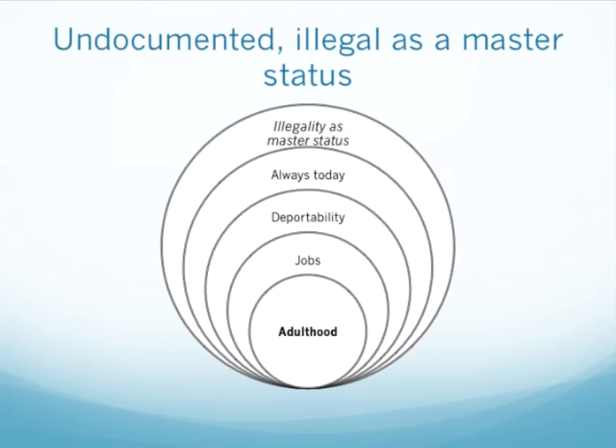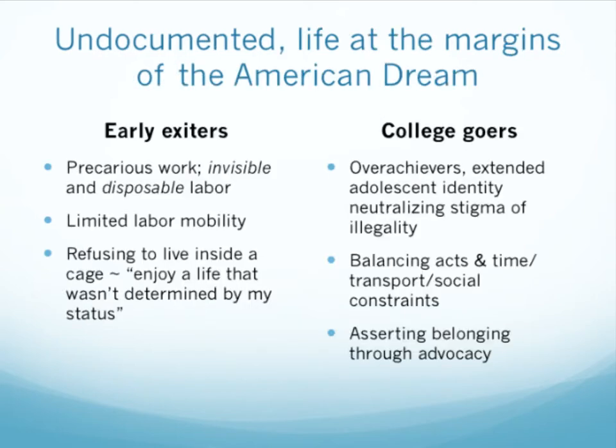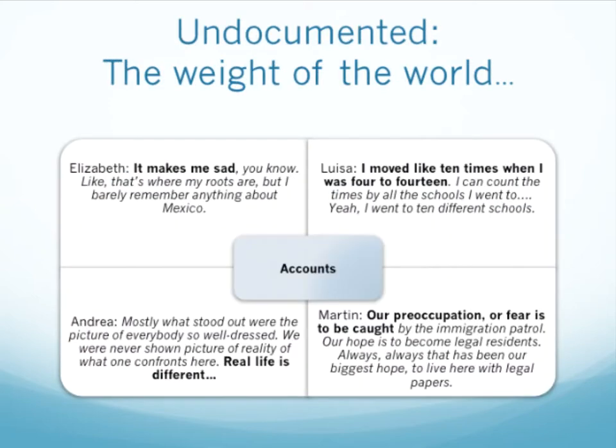For the undocumented, illegality as master status means that their daily lived experience is defined by persistent liminality. Threat of deportation conditions their interactions with basic everyday social institutions. Life at the margins for both undocumented and ex-cons requires a precarious balancing act. On the one hand, agents demand recognition by their stubborn refusal to live life in a cage, seeking to enjoy a life that isn't determined by status.